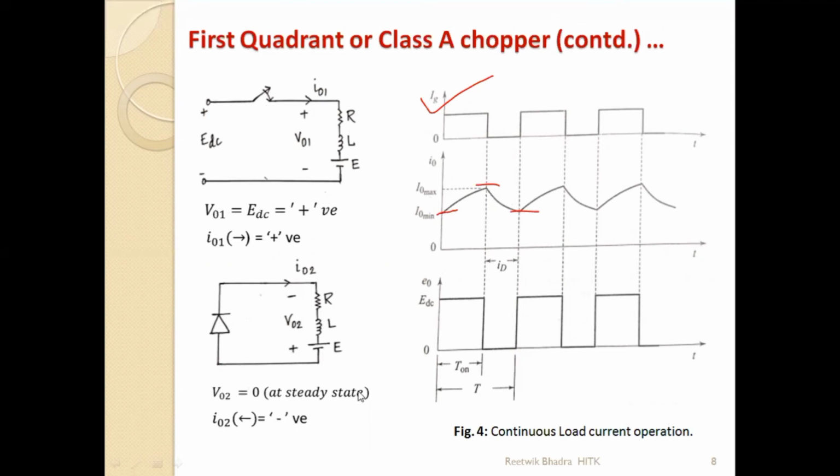And write that the average values of the voltages V01 and V02 are positive, and I01 and I02 are positive. That's why current and voltage are positive. That's how you have to write mathematically. And graphically, if you want to represent it, it will be a good representation.